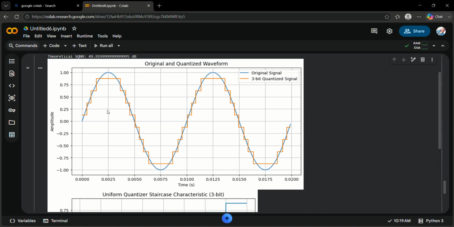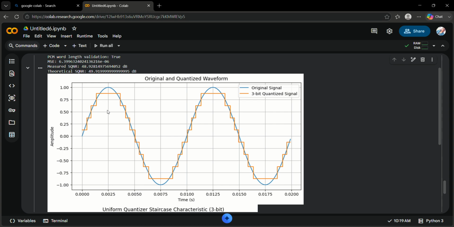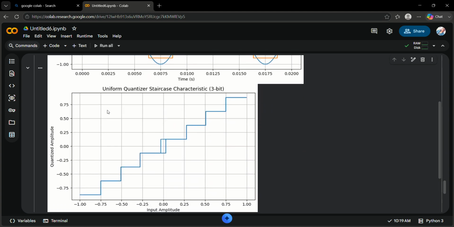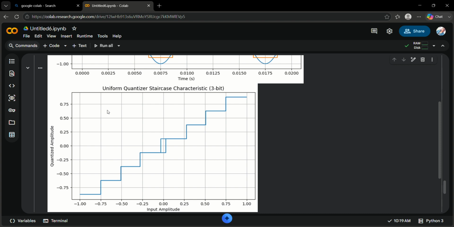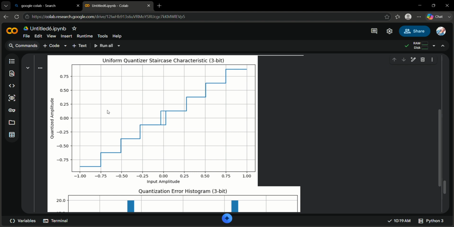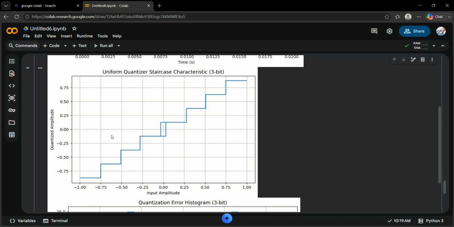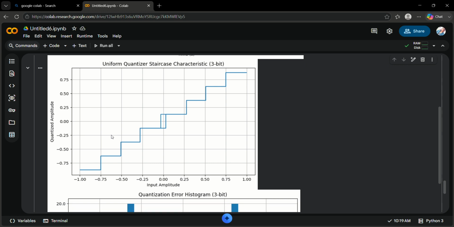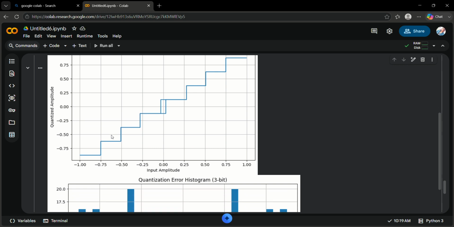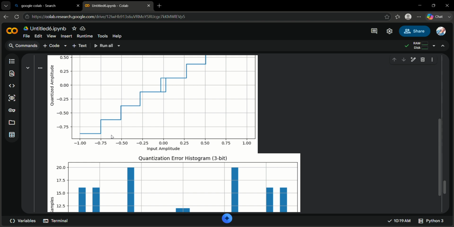The continuous looking curve represents the original sinusoid signal, whereas the staircase signal represents the quantized signal. The difference between the two signals is the quantization error. So this graph shows the staircase characteristic of the uniform quantizer. The input amplitude is mapped to discrete output amplitude levels. As the number of bits increases, the number of levels increases and quantization becomes more accurate.